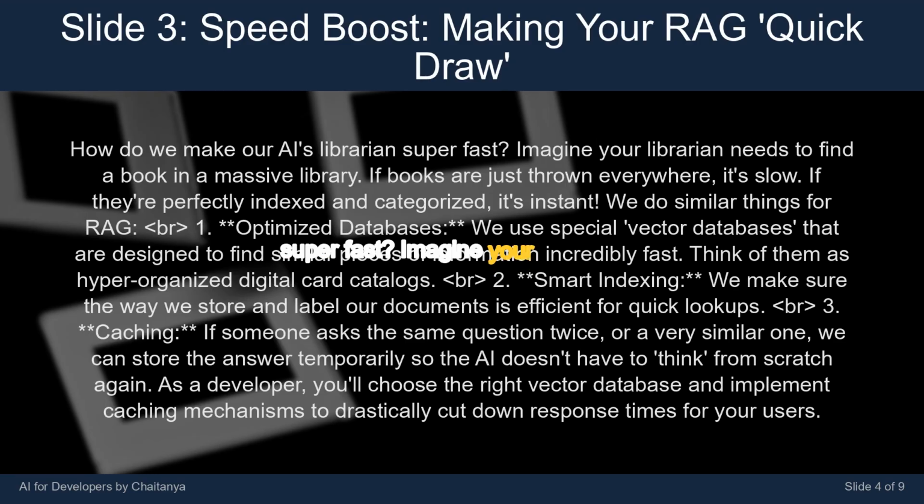How do we make our AI's librarian super fast? Imagine your librarian needs to find a book in a massive library. If books are just thrown everywhere, it's slow. If they're perfectly indexed and categorized, it's instant. We do similar things for RAG.